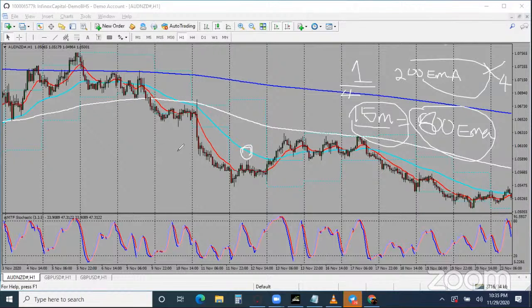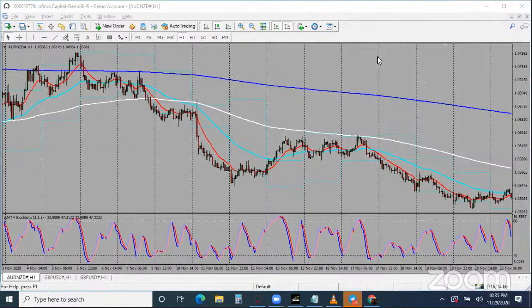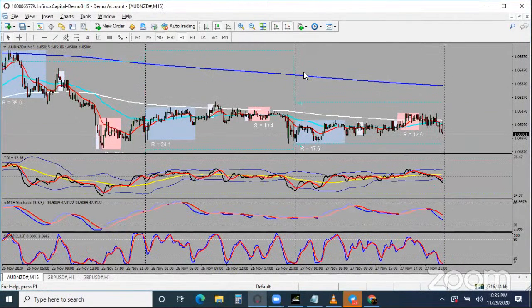I know BTMM traders like to take their entry from 15 minutes. So here we are. This white line, which is the 200 on 1 hour, is basically the 800, which is the blue line on 15 minutes. I hope that is clear. So we wouldn't be considering the 200. We'll be considering the 800 in 15 minutes if you're trading with the market maker method.